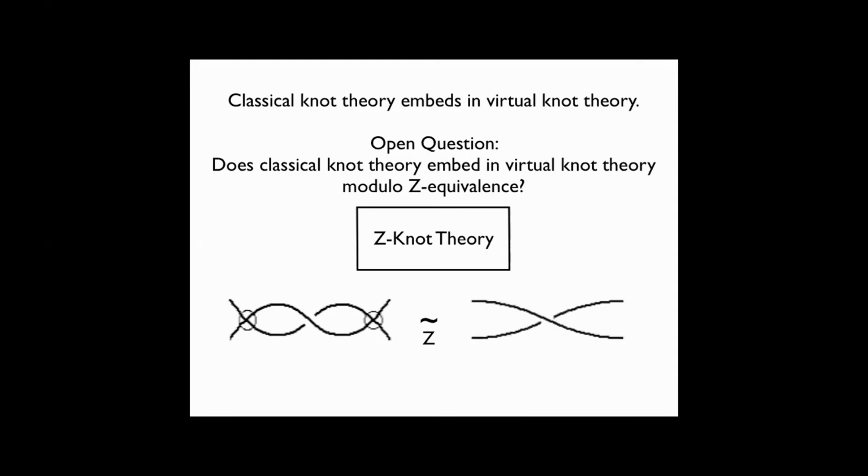Here's a research question that's still open. Does classical knot theory embed in virtual knot theory modulo Z equivalence? We know that classical knot theory does embed in virtual knot theory. If two classical knots are equivalent using virtual moves, they are equivalent using classical moves. You can prove this by using the fact that the fundamental group and its peripheral system classify the knot, or you can prove it using Kuperberg's results. But if we try this question, we don't know the answer yet.